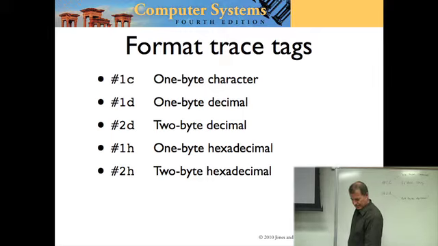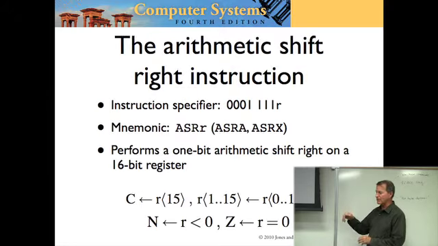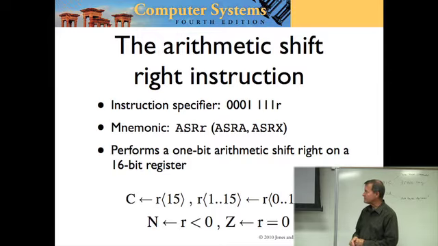Okay. So 4 more instructions, but we already know how they work. There is an arithmetic shift right instruction. So you type that in as either ASRA for arithmetic shift right accumulator or ASRX for arithmetic shift right index register. And we already know how arithmetic shift rights work, right?